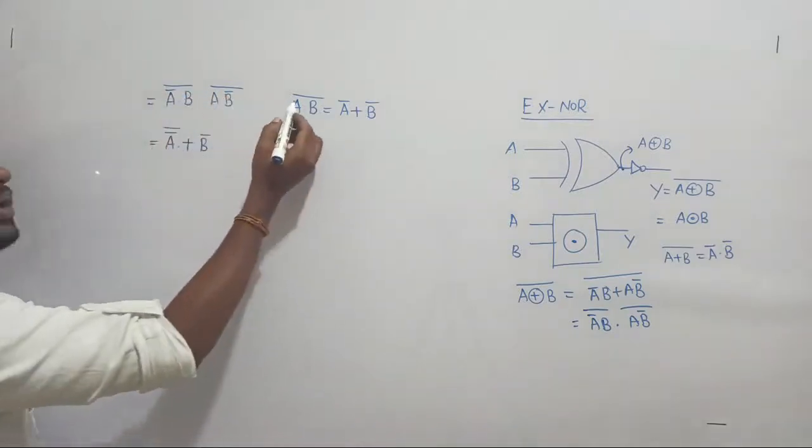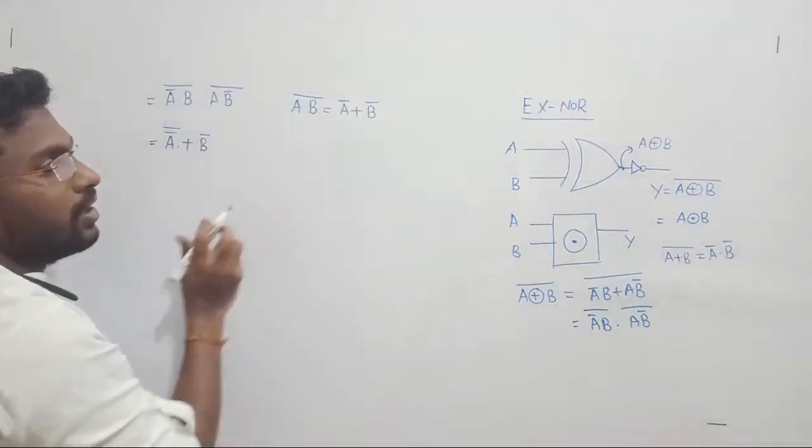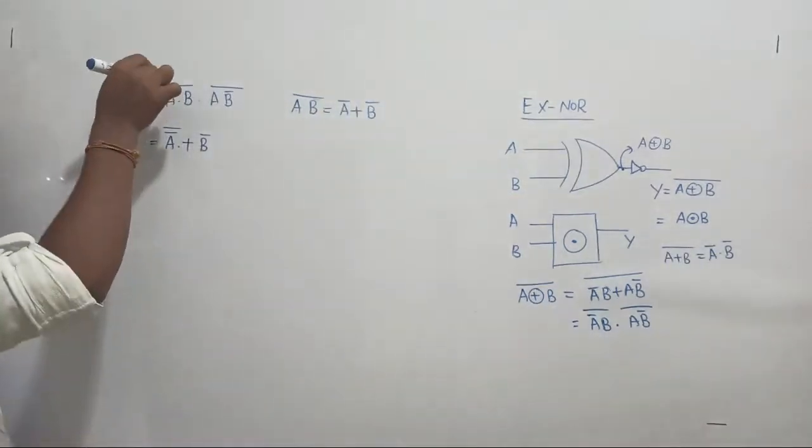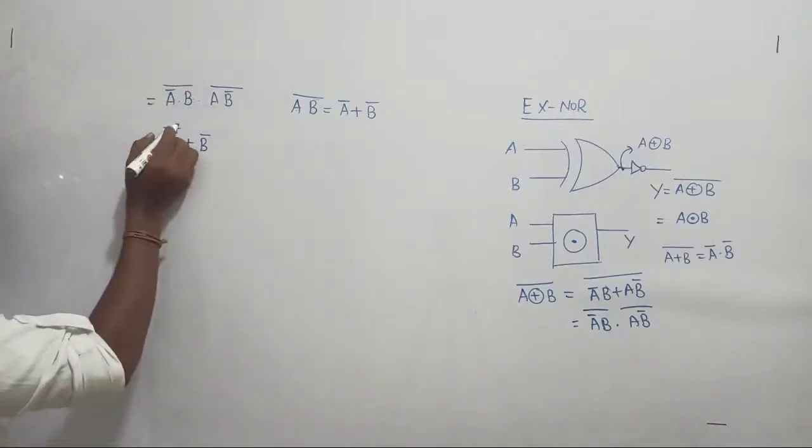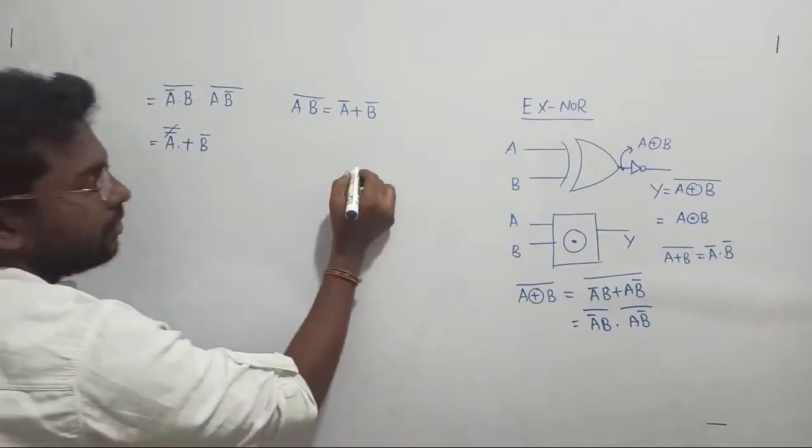Guys, listen. A dot b whole bar can be written as a bar plus b bar. இங்க already a க்கு bar இருக்கு இல்லையா? அப்ப நீங்க De Morgan's law apply பண்ணும்போது you are getting double bar. Anyway, the double bar gets cancelled, right? So the conclusion is actually here.